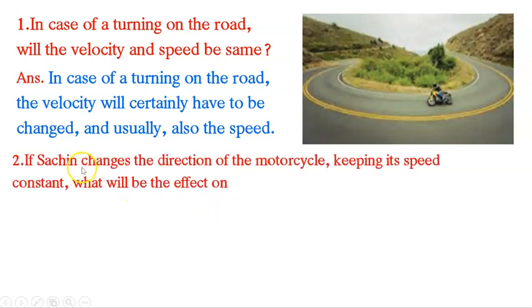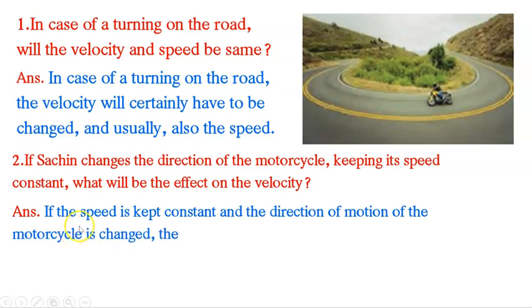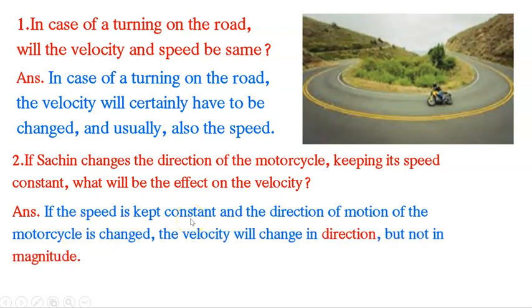Okay. If Sachin changes the direction of motorcycle keeping its speed constant, what will be the effect on the velocity? Okay, speed constant ठेवलाय आणि त्याची डिरेक्शन चेंज केलेली आहे. If the speed is kept constant and the direction of the motion of the motorcycle is changed, the velocity will change in direction. आणि velocityची त्यावेळेस डिरेक्शन चेंज होणार.